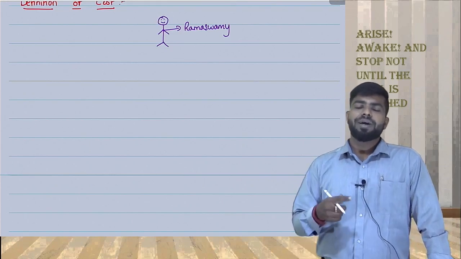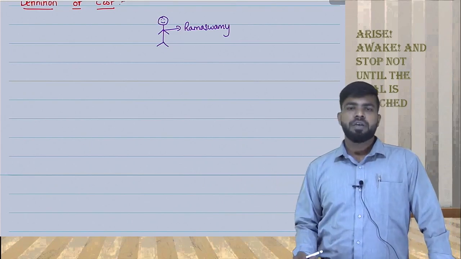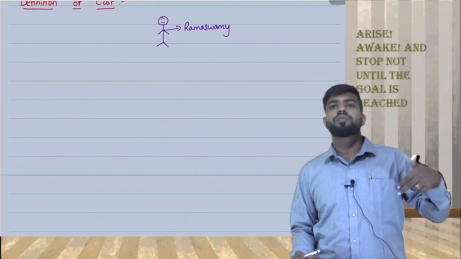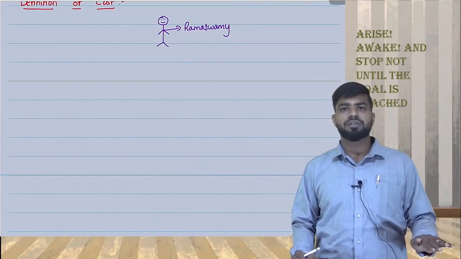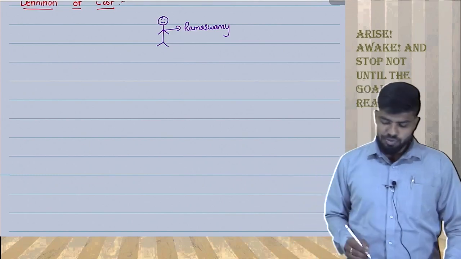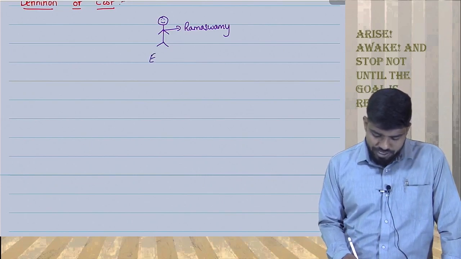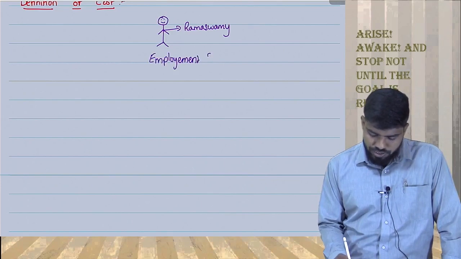We need to check, by taking a decision, what is the benefit I'm getting and what is the cost I'm spending. If benefit is more than cost, we'll go with the decision. If benefit is less than cost, we'll not go with the decision. Do you understand what I'm saying? In the same way here also, the dilemma of Ramaswamy is whether to go for the employment.